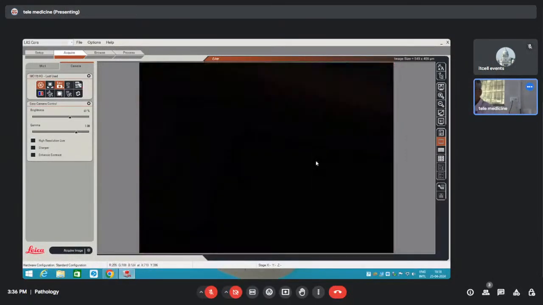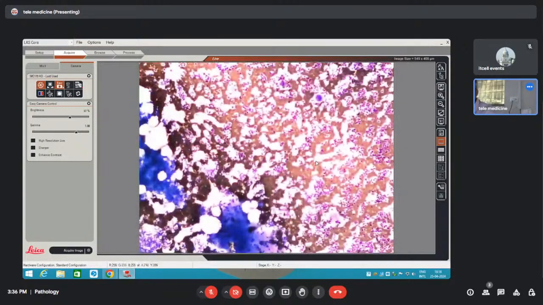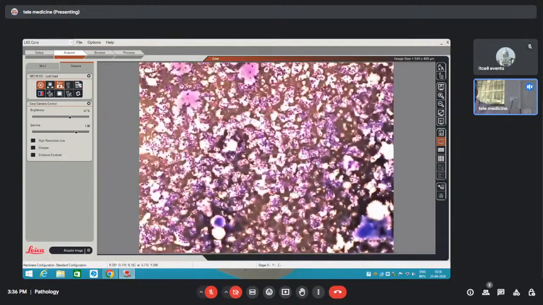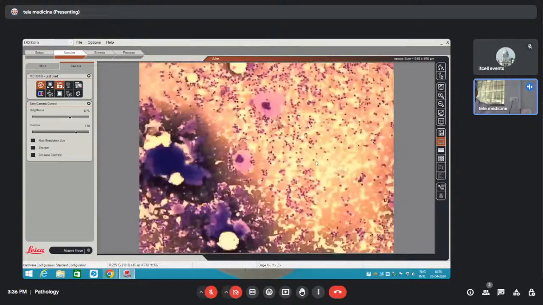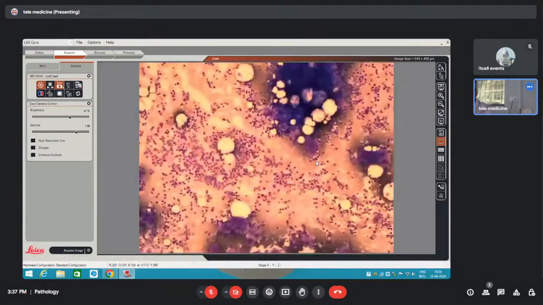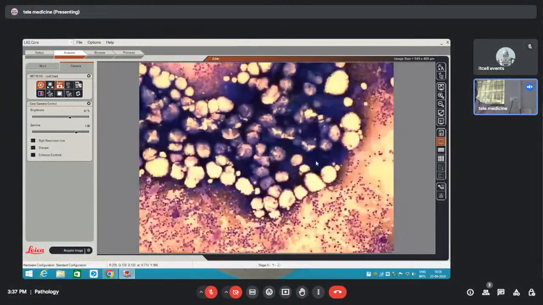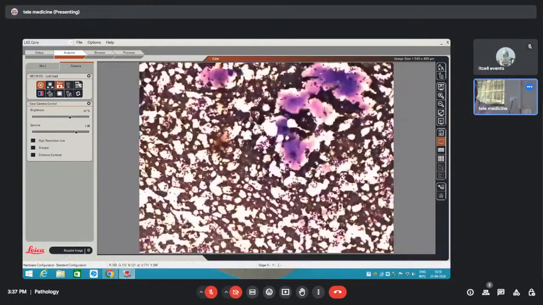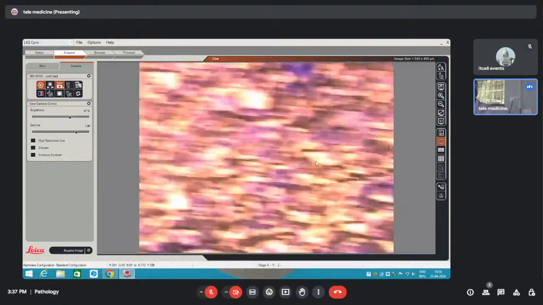So there we are. It's a nicely cellular marrow, and what we commonly see are the megakaryocytes. Straight away catch the megas. These are the platelet particles, and these are megakaryocytes. So the megakaryocytes here are characteristic.